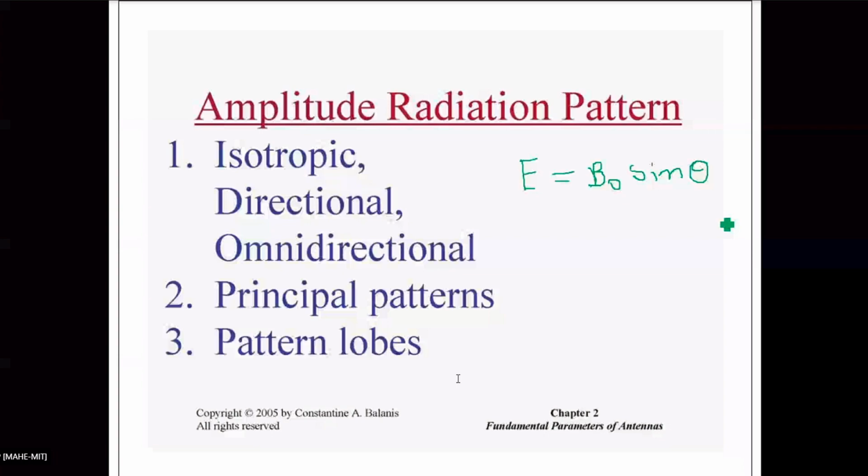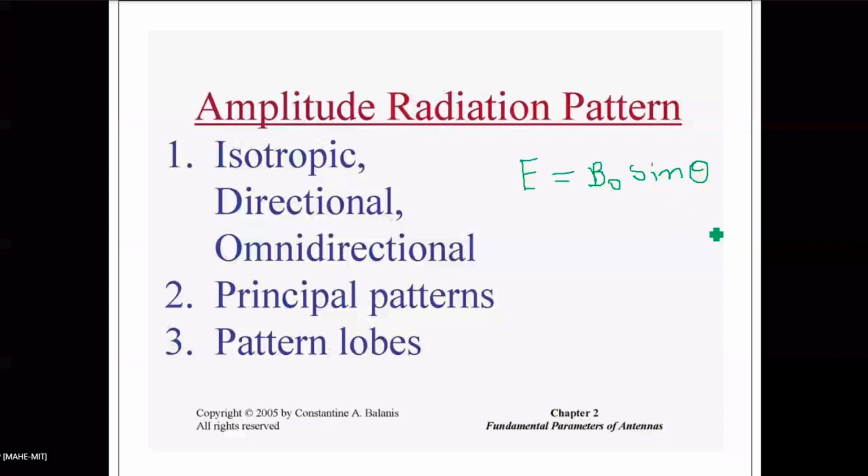So, have you understood isotropic and directional antenna? Yes, sir. Okay, you could make out the difference between isotropic and directional. Now, the omnidirectional antenna, I'll tell you. It is in between isotropic and directional. How will you see? For example, if you have an electric field pattern as E naught sin theta, we plot it in two planes. This E naught sin theta is not a function of phi.